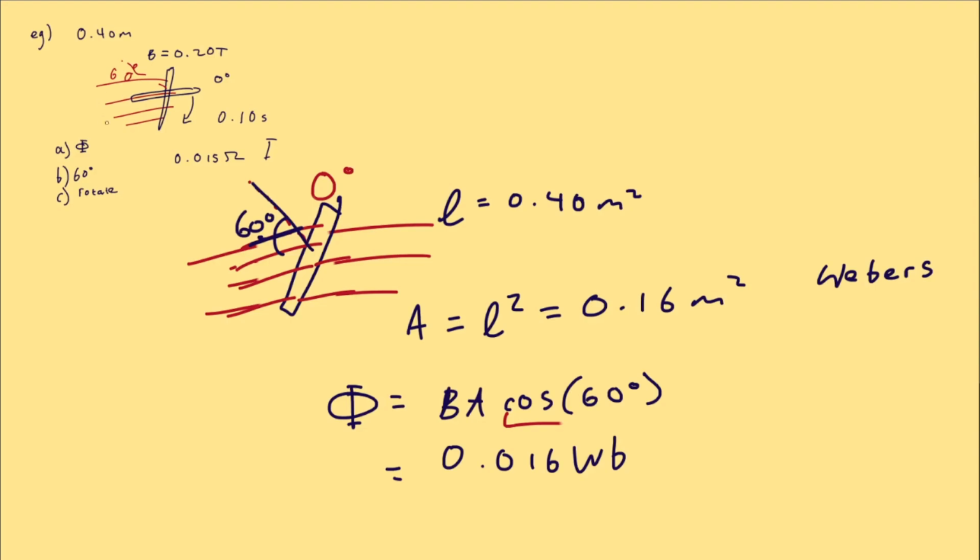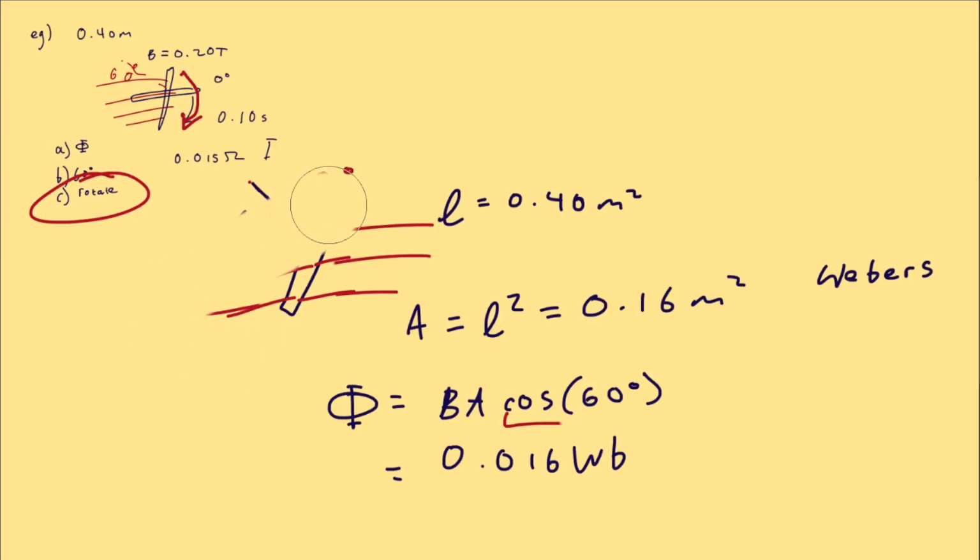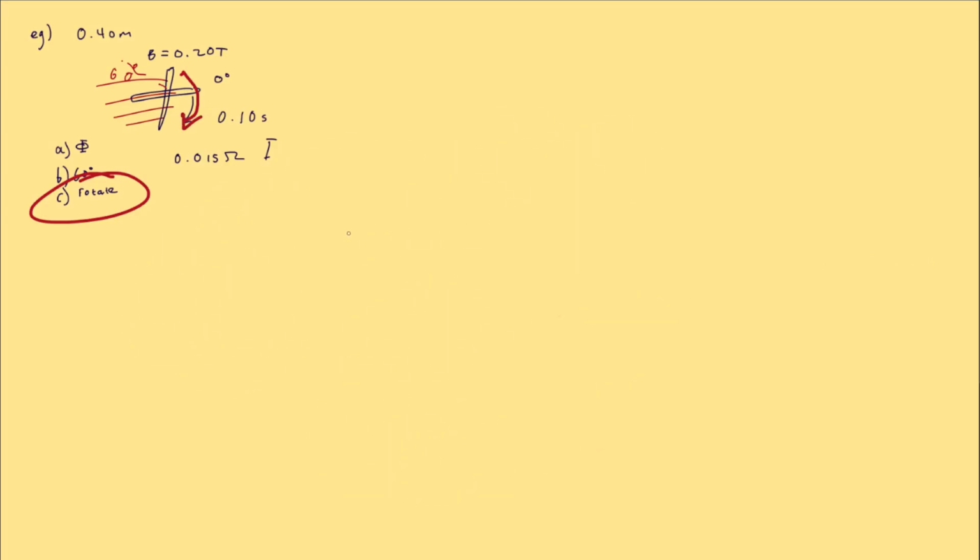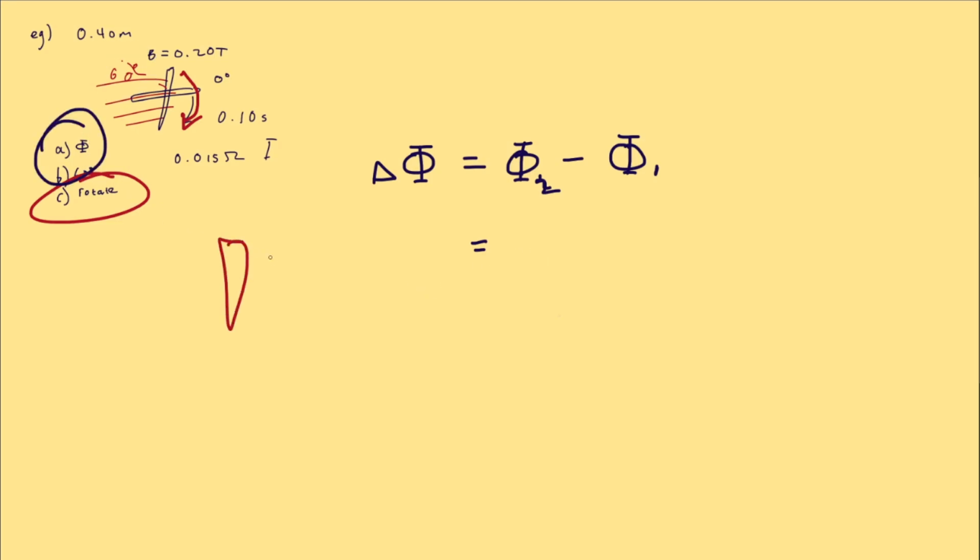Now for the final problem, which was finding how much induced current comes from this rotation process. This is slightly trickier. I'll walk you through it. First, we have to find the change in flux. The change in flux is given by the flux at your final point minus the flux at your initial point. Remember what our rotation is. We go from 0 degrees to 60 degrees. We actually found the amount of flux for both of those angles in those first two problems.